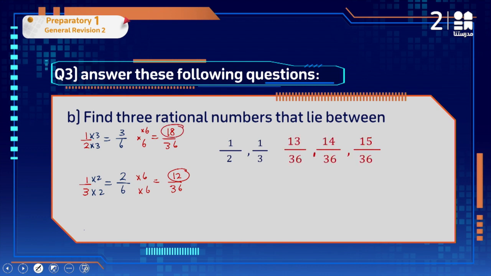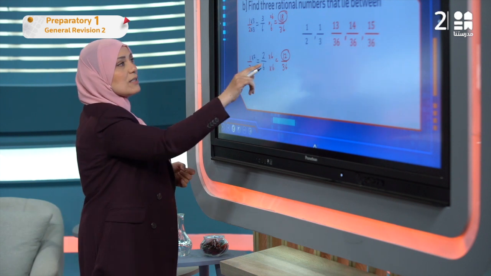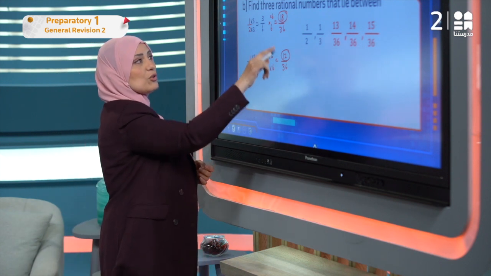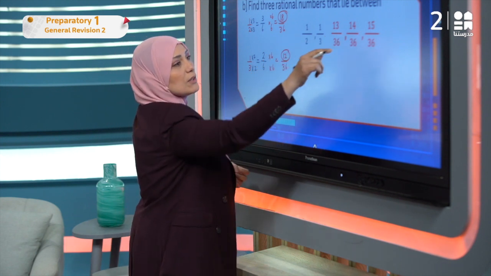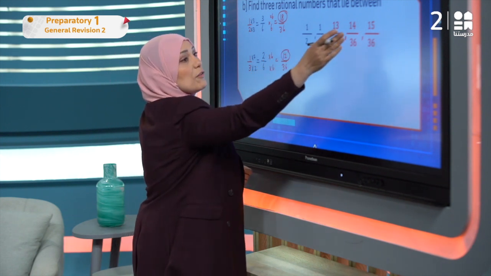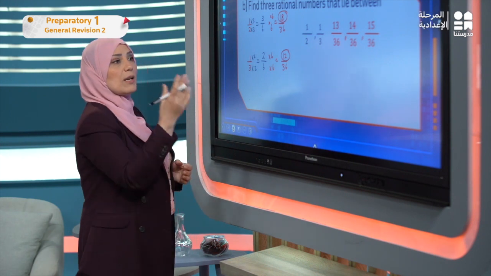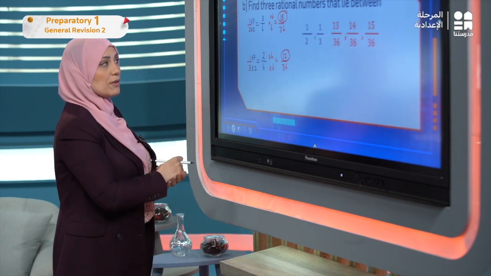So here we have 13 over 36, 14 over 36, and 15 over 36, and you can complete 16 over 36 and 17 over 36. So it's easy now to insert 3 numbers between 12 and 18. So it becomes 13 over 36, 14 over 36, 15 over 36.